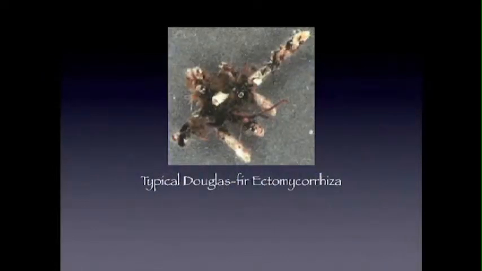And here's just a typical Douglas fir ectomycorrhiza. You can see it has a different shape to it. It's what we call a pinnate shape. And we're going to come back to this fungus because this type of fungus on the root is really one of the most important ones for Douglas fir throughout the Douglas fir region.